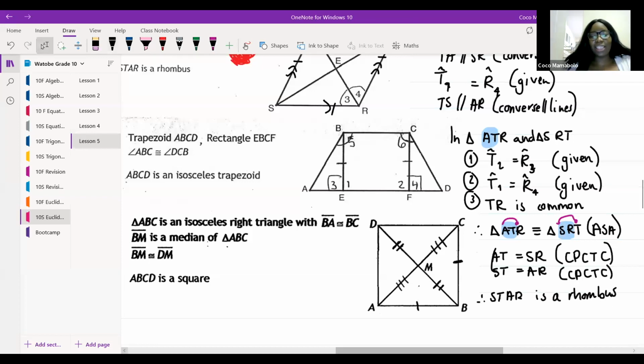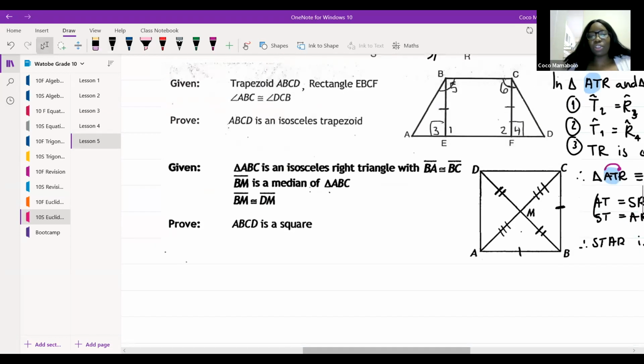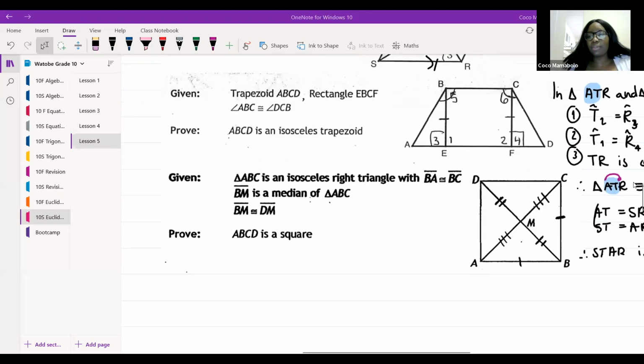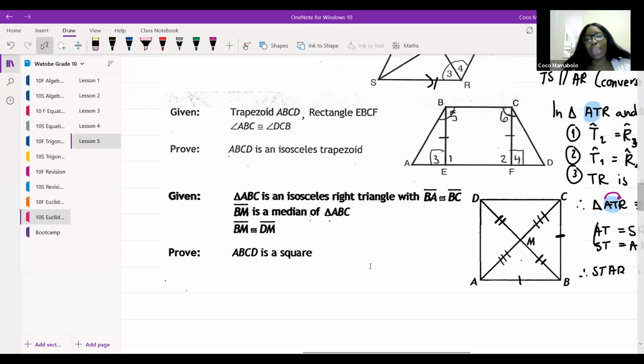I want you guys to take a quick screenshot of these last two. So you can do this one where you're proving a trapezoid, and the last one where you are proving that ABCD is a square. Over here, ABCD is an isosceles trapezoid. Go look up the properties, see how you can prove them. The thing that you will like about this one is that we've already given you the information that needs to be there.